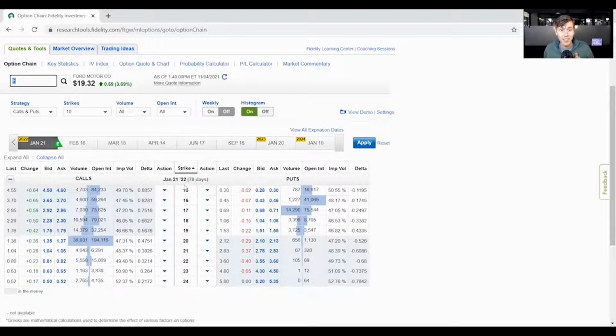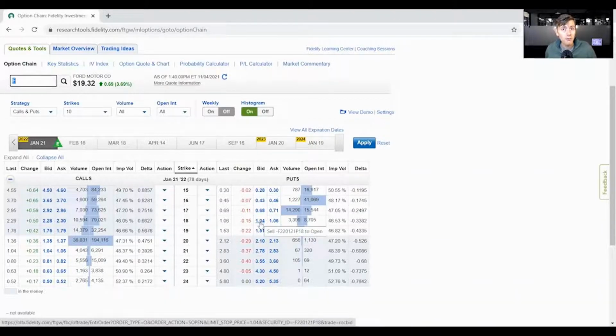January, it's a 78-day option. Okay, so it expires January 21st, 2022. Let's just say I wanted to sell one of the 18 strike puts in January on Ford. I would be hitting the bid, right? Because whenever you sell, you sell on the bid. And I would be collecting, in this example, 1.04.